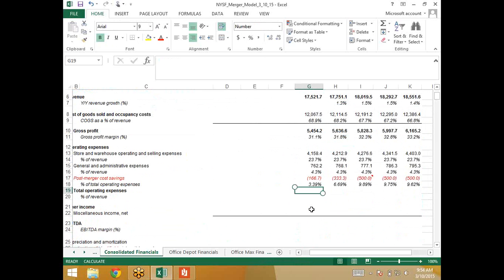So the total OpEx is simply a sum of the combined store, warehouse, plus G&A, plus the merger cost savings, which is reducing the expenses. And we can calculate a percentage of revenue here: OpEx divided by revenue.